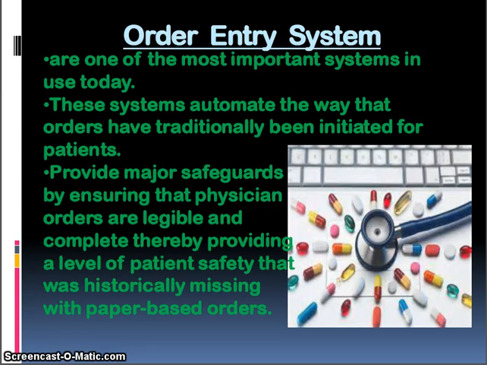As a part of the core business system, a subsystem is called the order entry system. It is one of the most important systems used today. The system automates the way that orders have traditionally been initiated for patients, and provides major safeguards by ensuring that physician orders are legible and complete, thereby providing a level of patient safety that was historically missing with paper based orders.